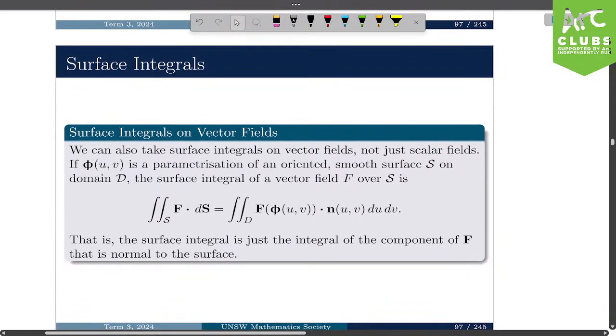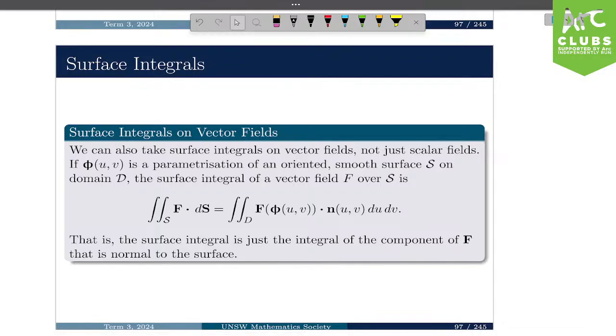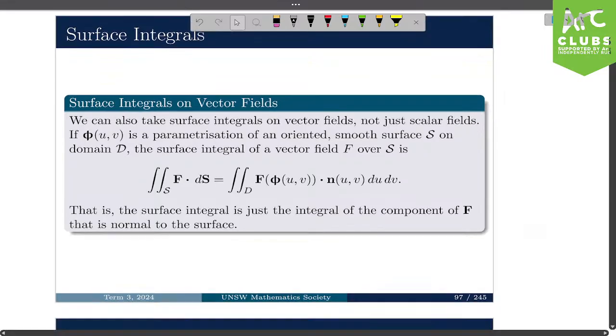You can think of this intuitively: dotting the vector field f with the normal vector gives the component of the vector field that's along the normal vector. So it's giving everything that's coming out of the surface from the vector field, all the components of the vector field that are perpendicular to the surface.